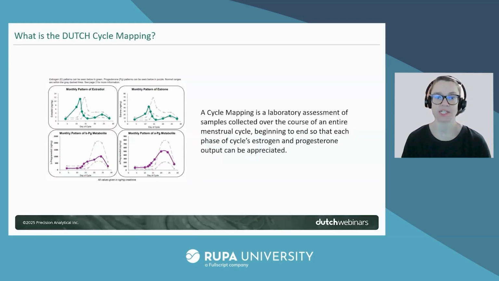So let's talk about the Dutch cycle map then. So what is a Dutch cycle map? A cycle map is really an assessment looking at a collection of samples over the course of an entire menstrual cycle, typically that full 28 days, so that you get to see each phase of the cycle. And you can see how much fluctuation there can be in those hormones throughout that cycle.